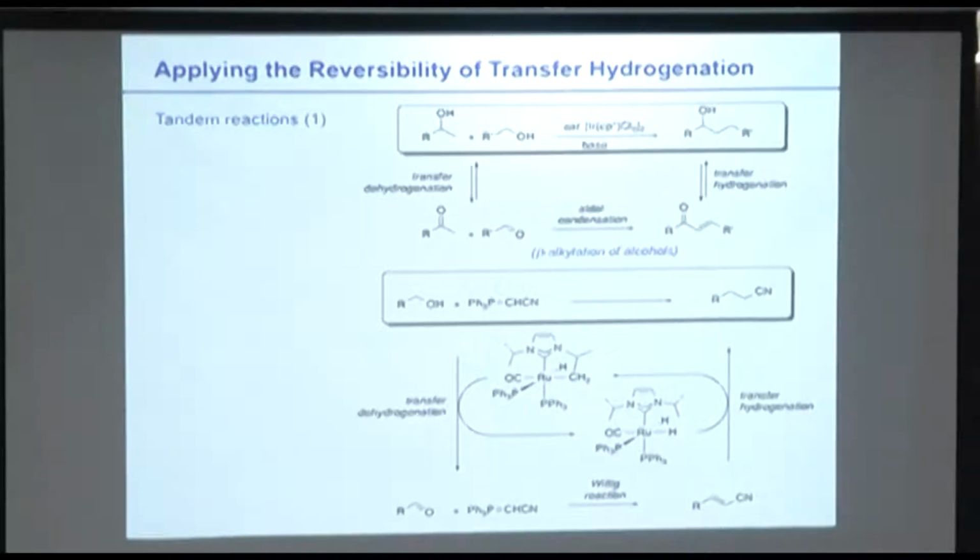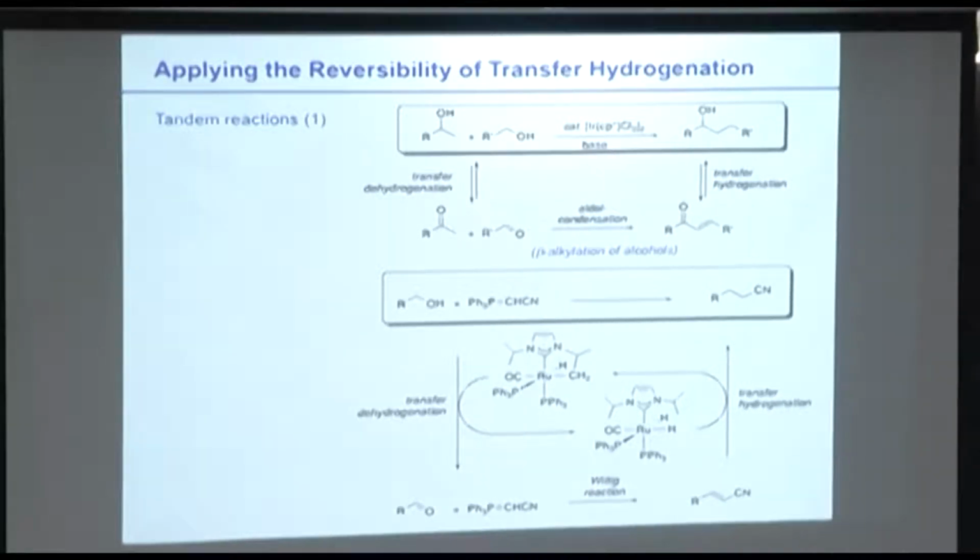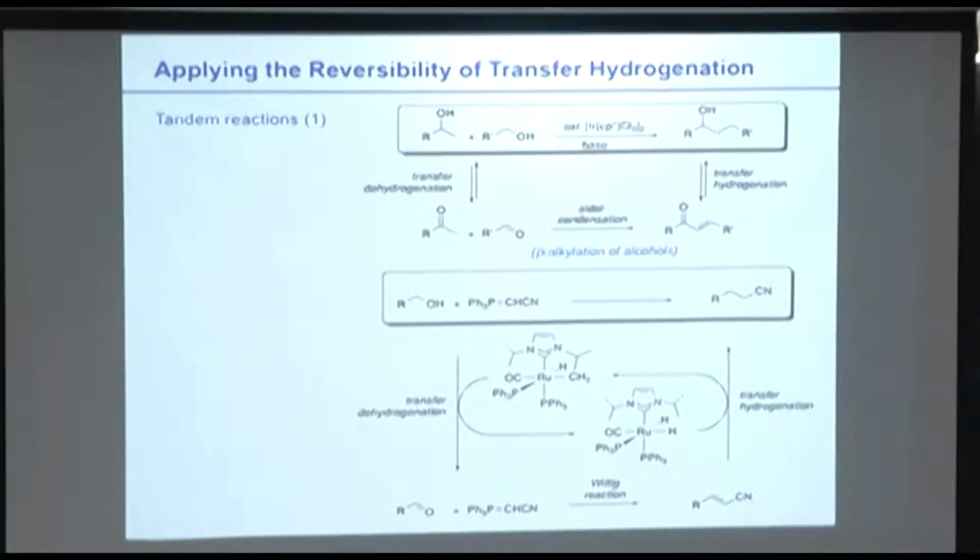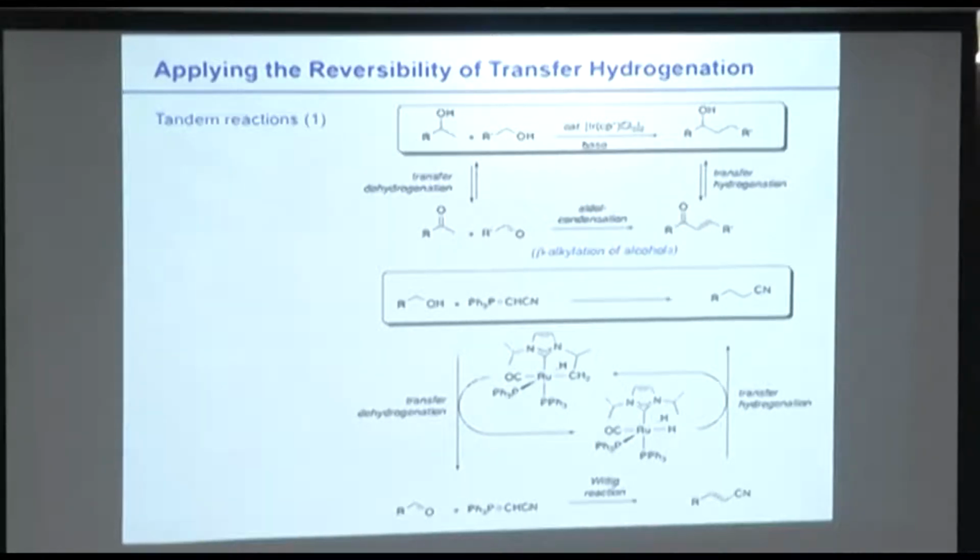You do transfer dehydrogenation of the alcohol under basic conditions. You open up that metallocycle, you store the dihydrogen in this ruthenium carbon bond, if you like. You form the ketone under basic conditions. This phosphine becomes a Wittig reagent. You make a Wittig reaction and form the olefin. Now the olefin is activated, because this is an electron withdrawing group. Because it is activated, it captures the dihydrogen that is stored in the catalyst, and you hydrogenate the double bond and you form this nitrile.